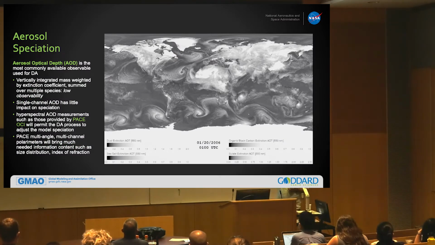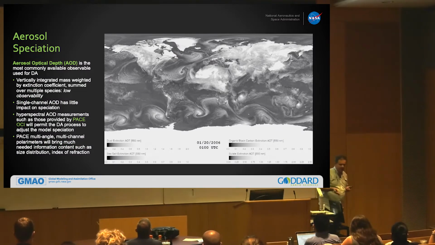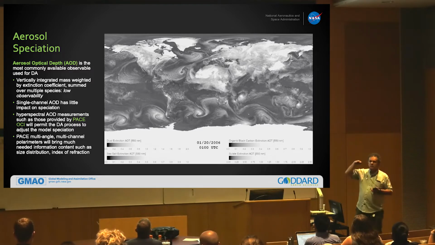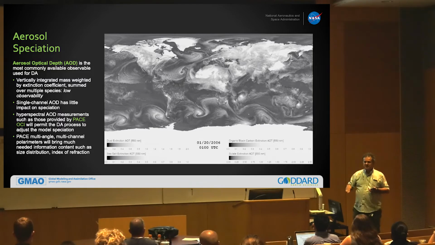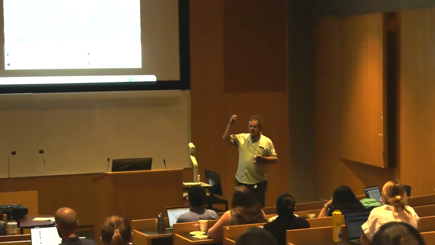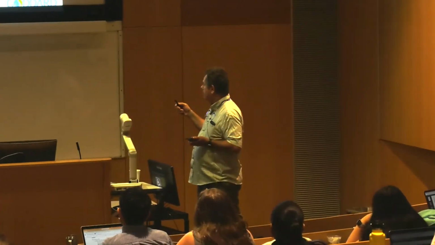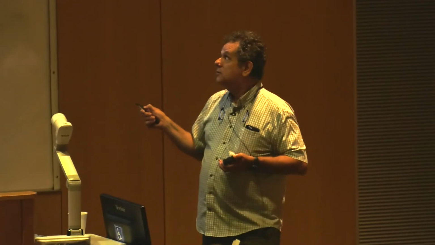So most of the time now people assimilate just AOD at 550. There's one parameter. If your AOD in the model is too low, you add mass, otherwise, you take out mass. And you do that without really being able to represent too much about the species. That's like going from black and white TV to a color TV.